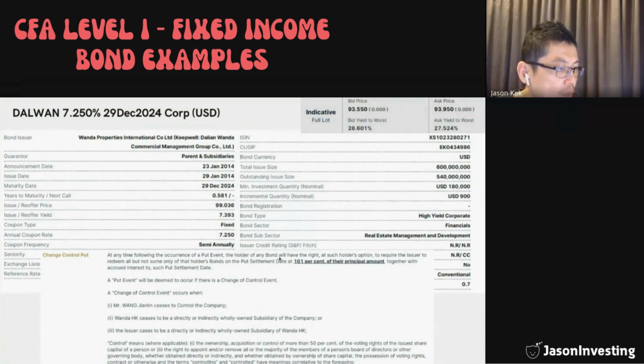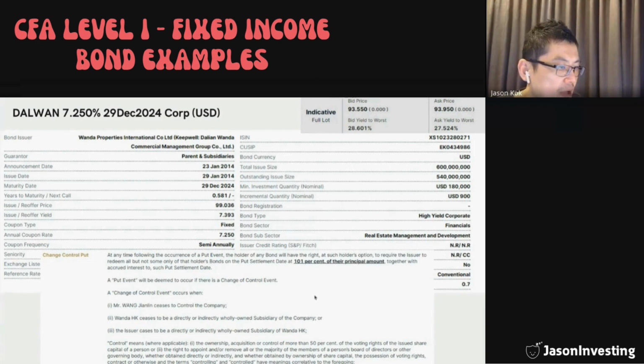The holder of any bond will have the right, at such holder's option, to require the issuer to redeem all, but not some only, of the holder's bond on the put settlement date at 101% of the principal amount. So this is like a premium. So I can put it back. You can see the price right now is 93-ish, right? But if a certain event happens, I can sell the bond back to the issuer at a higher price. In terms of price, it will be 101.